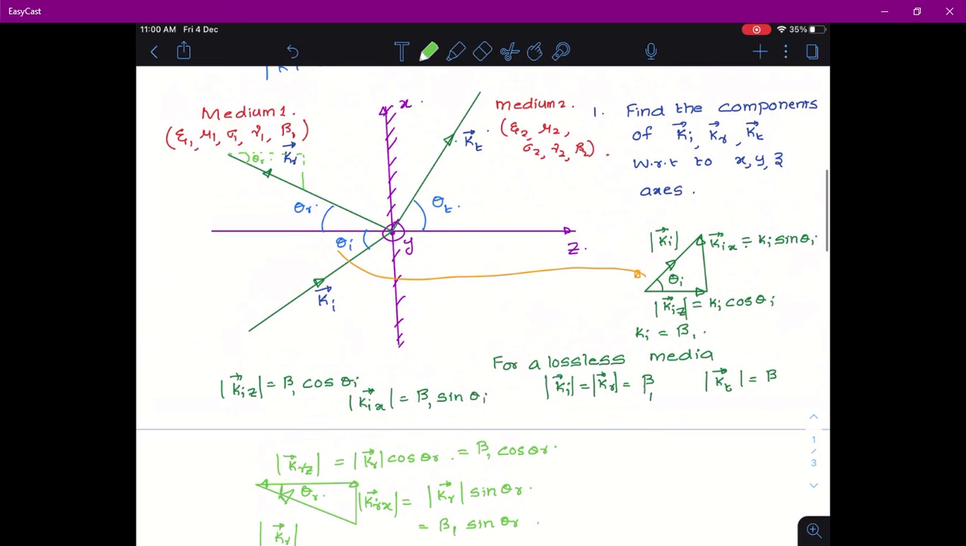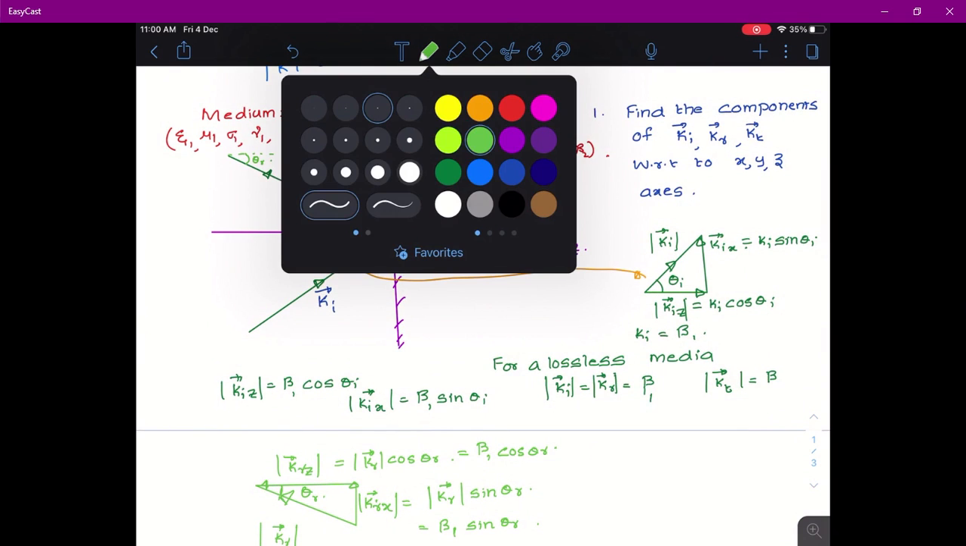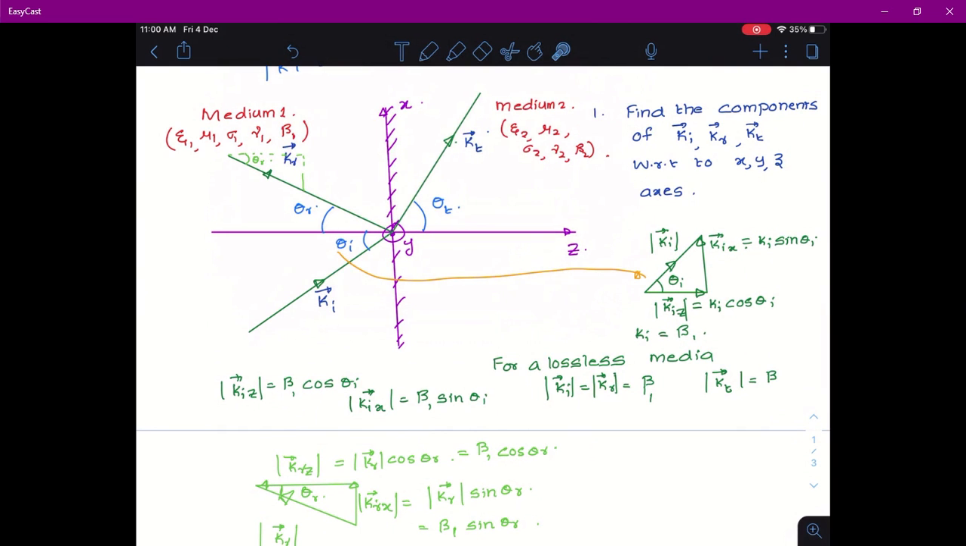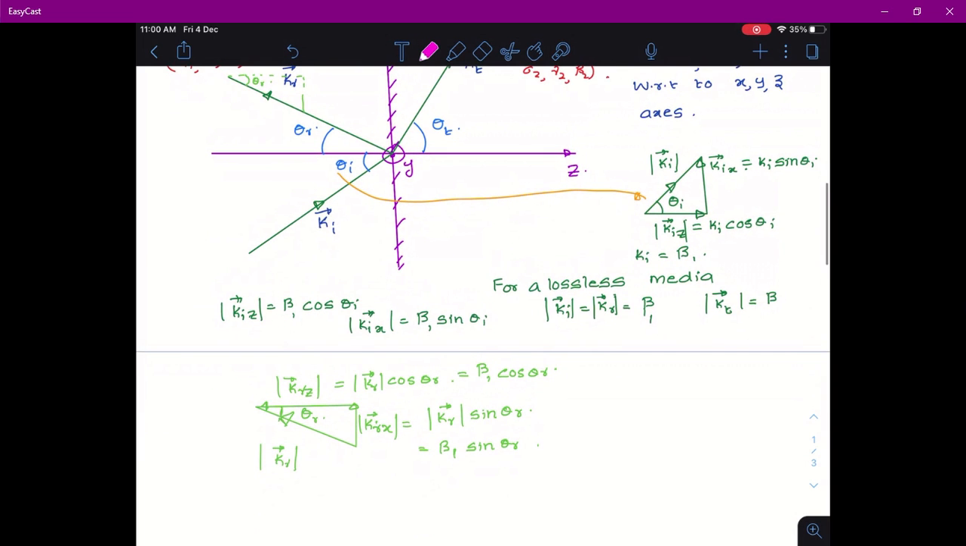Now let's look at kt. So kt is in this direction. So I'll draw in the same direction. This is kt. So the magnitude of kt will be like this. So I can make it into two components, one along positive z, another along positive x.